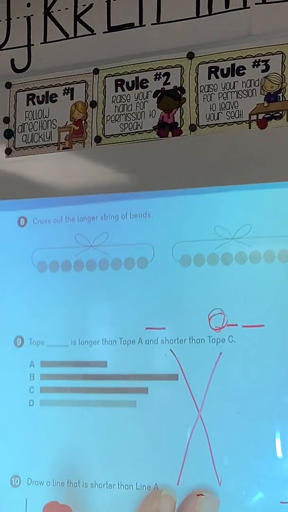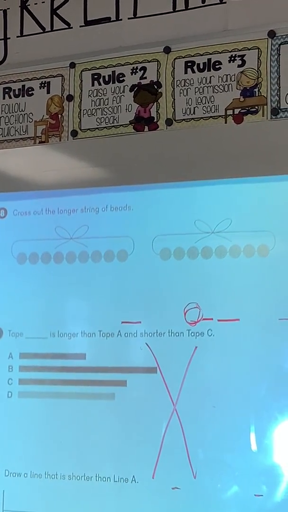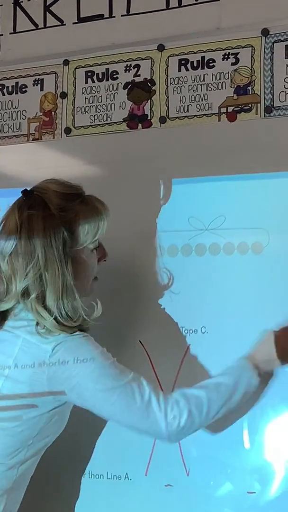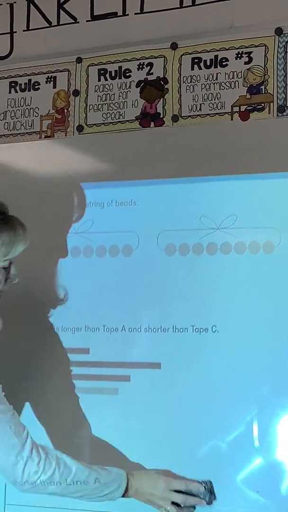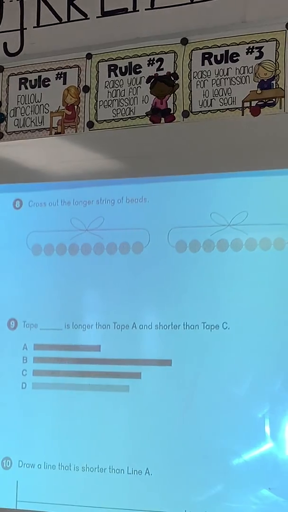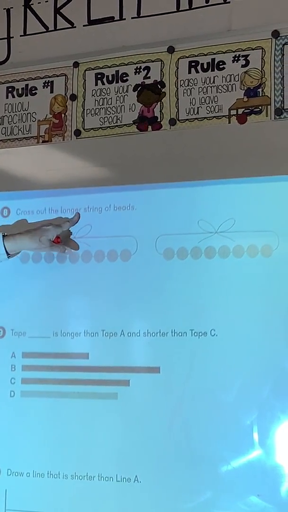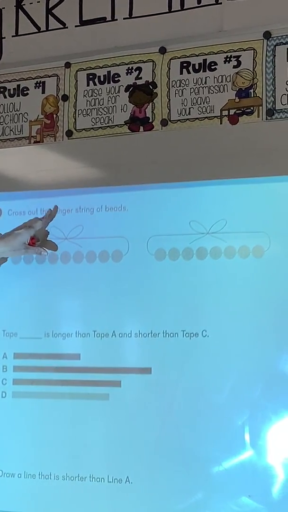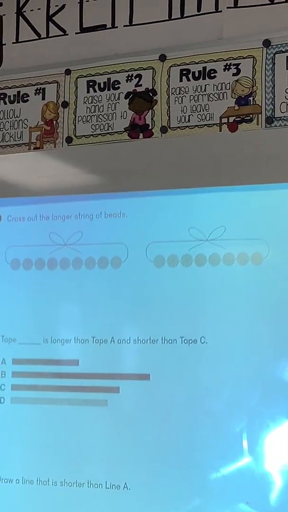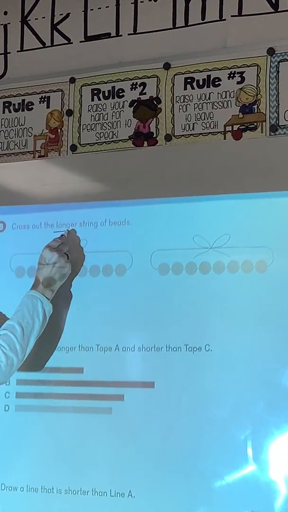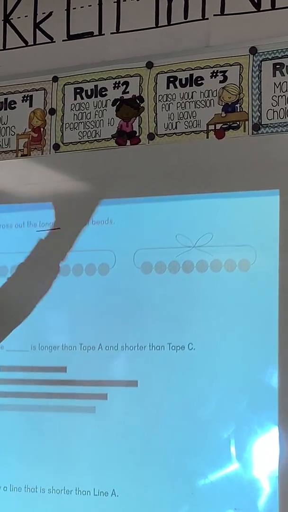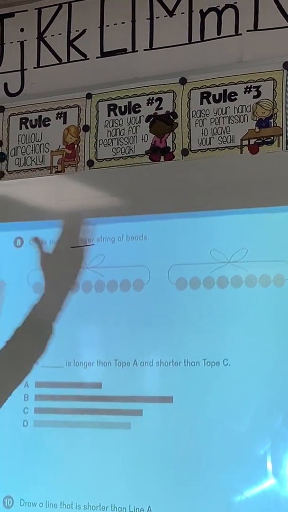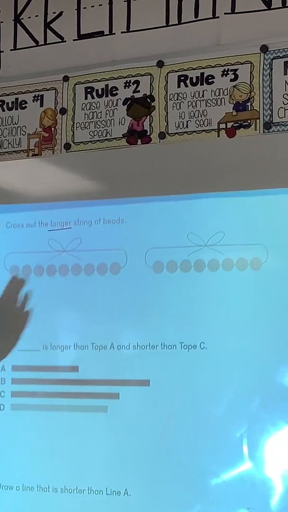This one's an easy one. I think you guys will get this one pretty quickly. Erase my marks. Okay, number 8. Cross out the longer string of beads. Longer. That means bigger, taller, longer. It's going to take more beads to get a longer string.